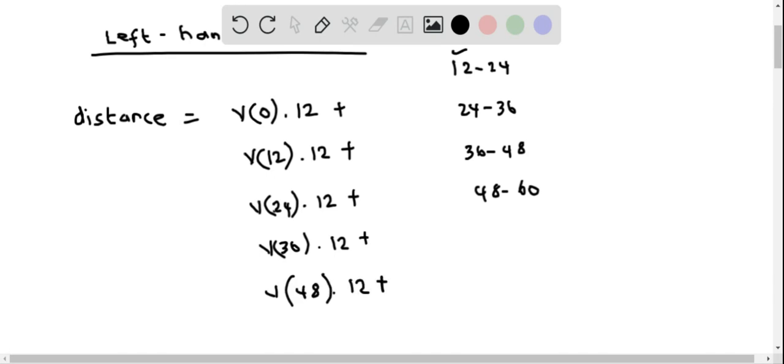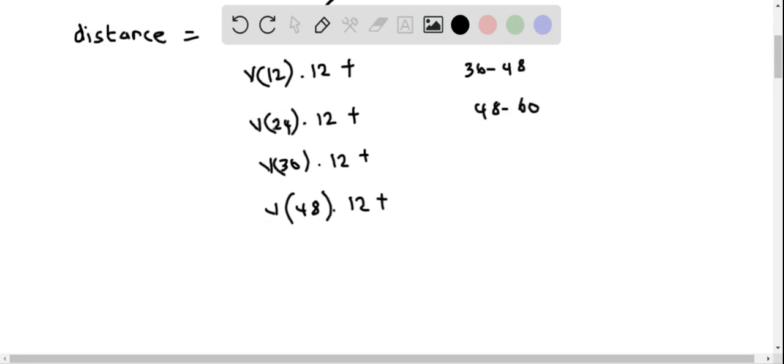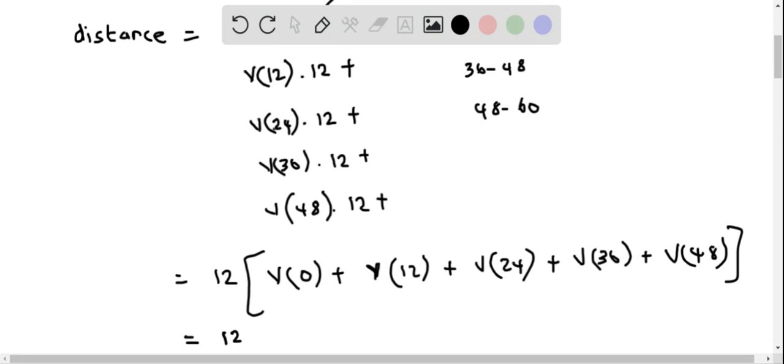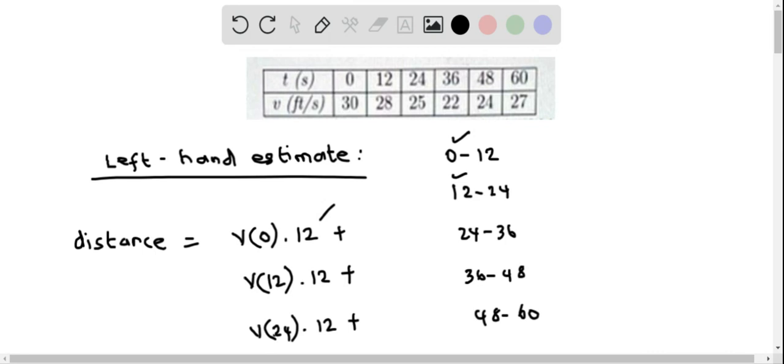Now we see that we have this 12, which is a common factor in all the terms, so we can factor out the 12 and then write down only the sum as v of 0 plus v of 12 plus v of 24 plus v of 36 plus v of 48. Now we can plug in the values of the velocities at the corresponding times using this table.